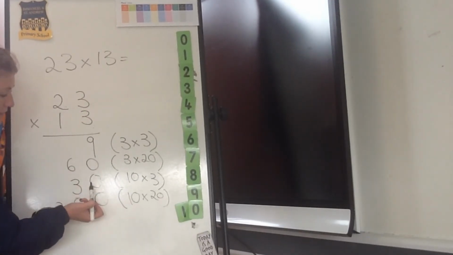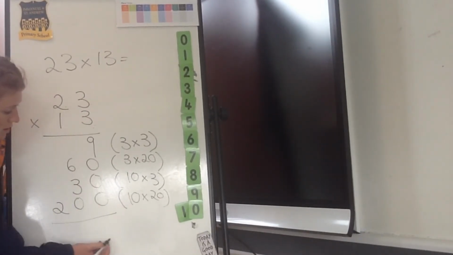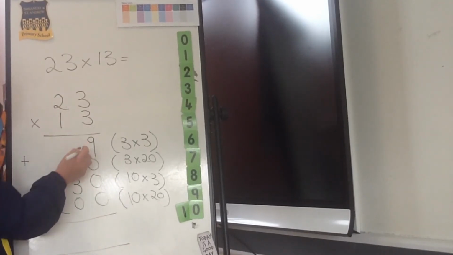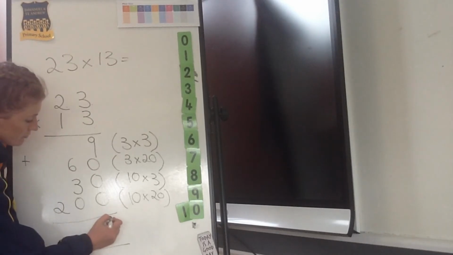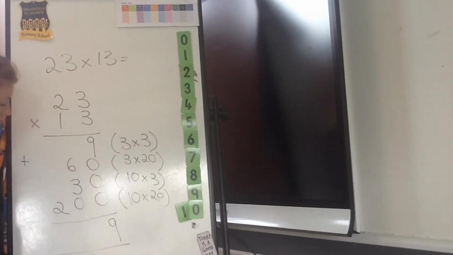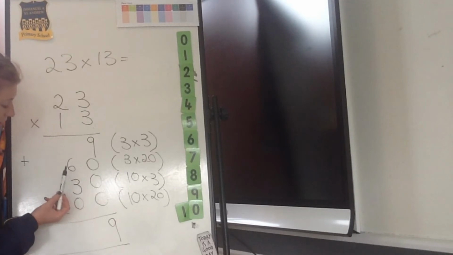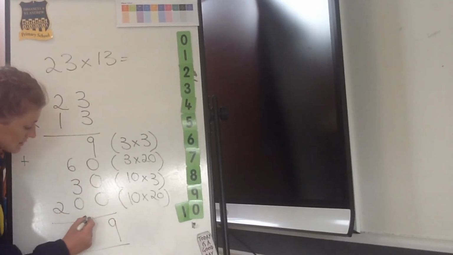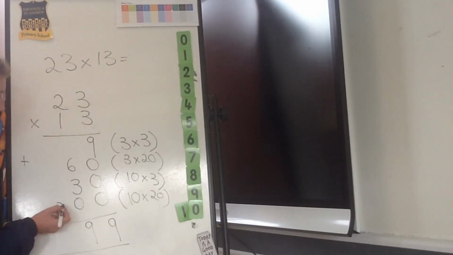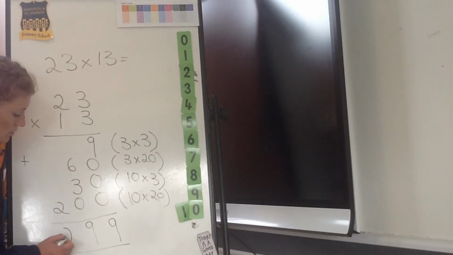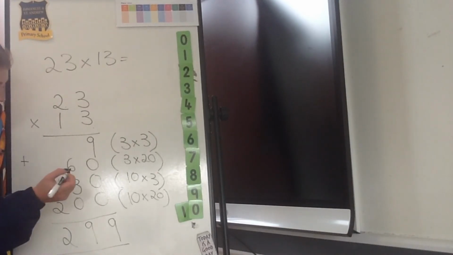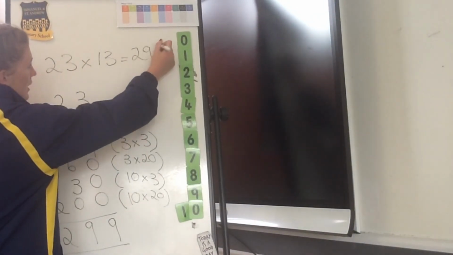So here we have now our partial products, and to find the product now we need to add these all together. Adding the ones first, then adding the tens. Again, be very careful with that language. It's 60 add 30, or 6 tens add 3 tens is equal to 9 tens. And then our hundreds column, 2 hundreds. So the product of 23 and 13 is 299.